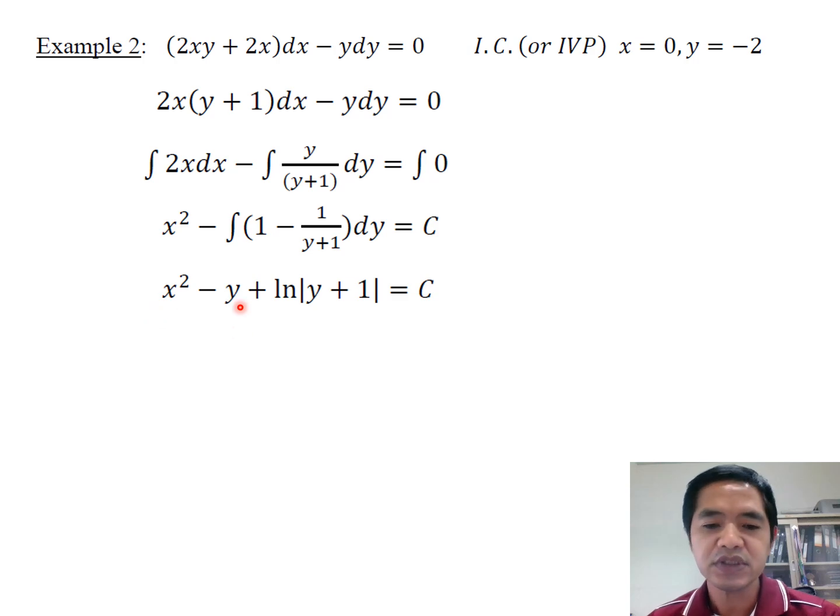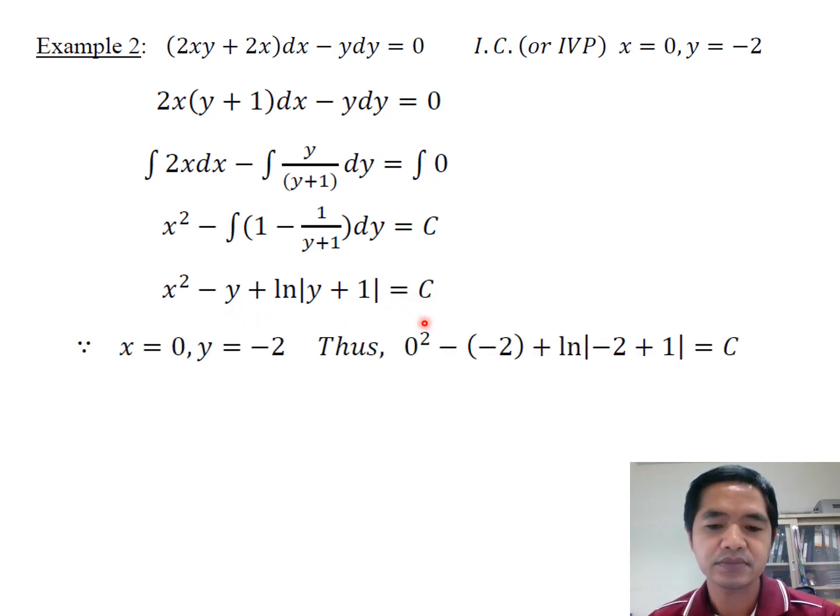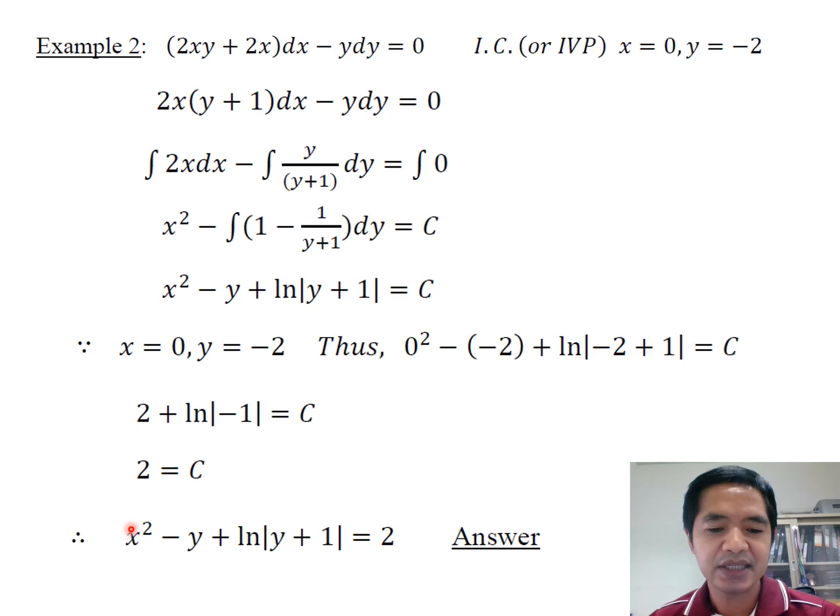And so now this is the general solution. Because we have c here, we have to solve to get the particular solution, which is substituting x equal to 0, y equal to minus 2, and seeing what the value of c is. So you substitute x and y here and solve to get c, and we get c equal to 2. So now the final answer is x squared minus y plus ln of y plus 1 equal to 2. Right? This is the particular solution.